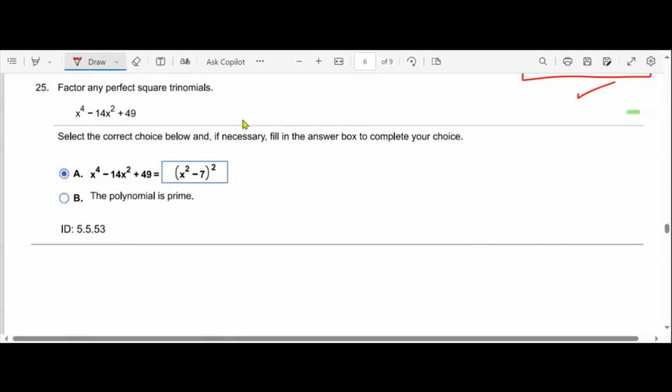Factor any perfect square trinomials. X to the power of 4 minus 14x squared plus 49. So if we need to factor it, we're going to say x squared on both sides. Or we can use the easy way. Let u equal x squared. So what do you have? You have u squared minus 14u plus 49. That makes it easy, right?